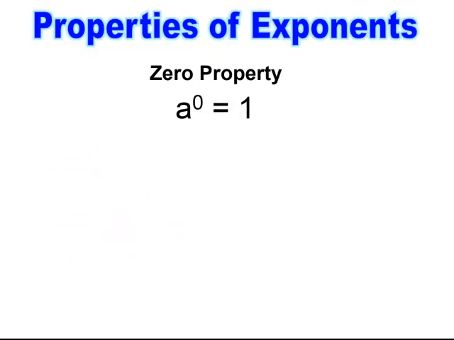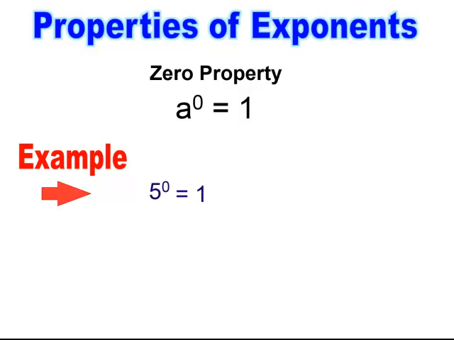Next property is anything raised to the 0 power equals 1. Anything raised to the 0 power equals 1. So if I have 5 to the 0 power, it equals 1, not 5. If I have a quantity raised to a 0 power, it equals 1.